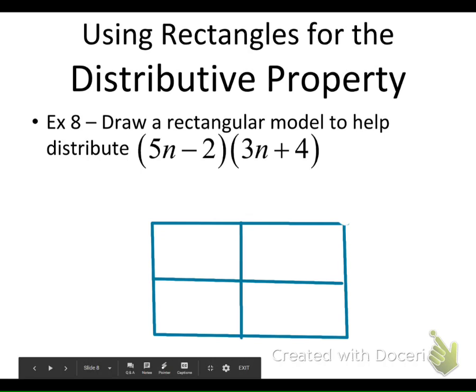Okay. Now, Deja already told us my height is going to be 5n and negative 2. So can I write it like this? No. You've got to keep them in order. The first one goes first, the second one goes second. So there's my height. And there's my width, 3n and 4.